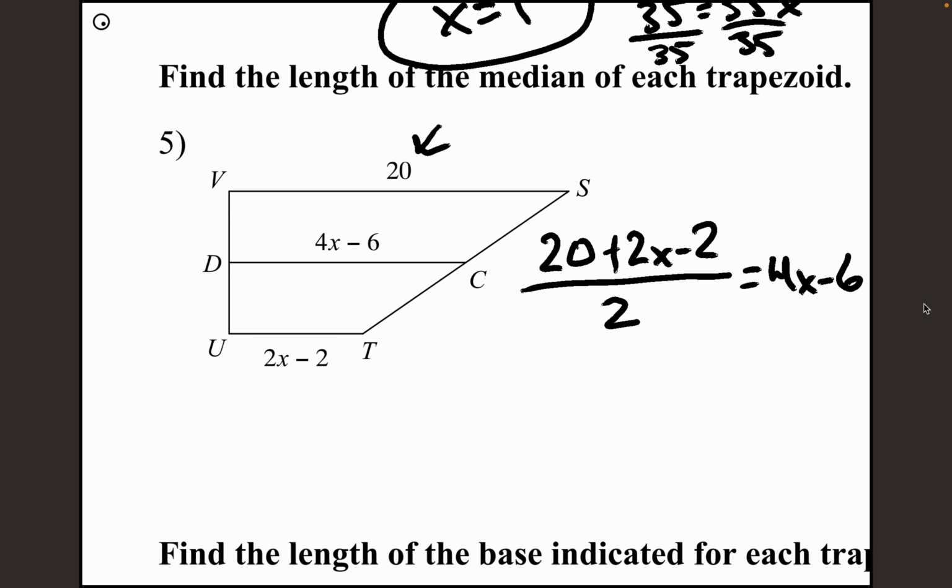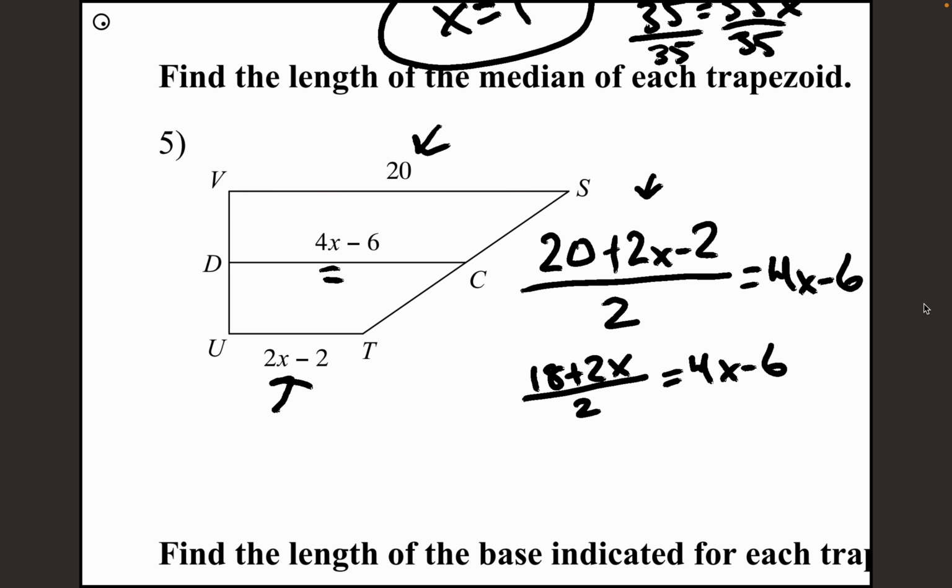Okay, so we set it up the same way. You add the top and the bottom, and you equal it to the median. Okay, so let's go ahead and solve from here. I got to combine my like terms. So 20 minus 2, so it's going to be 18 plus 2x divided by 2 equals 4x minus 6.